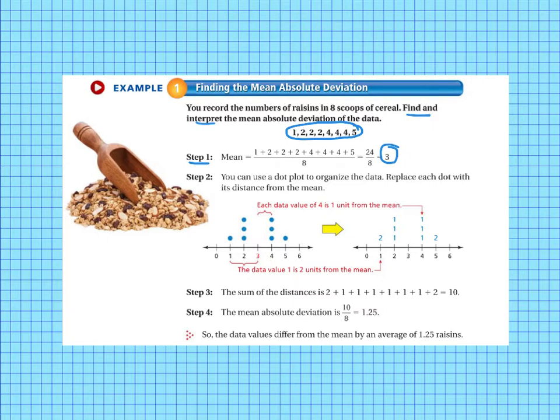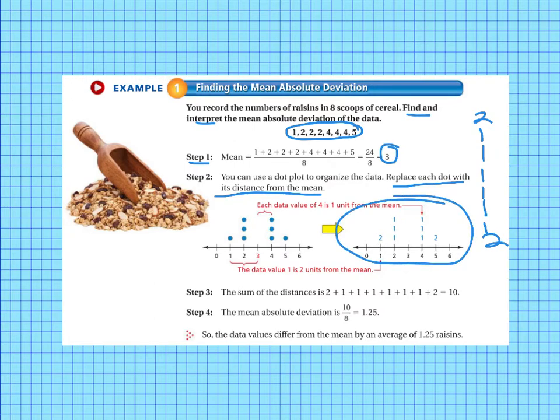And step 2, it says you can use a dot plot to organize the data and replace each dot with its distance from the mean. Another way to do it is to just simply subtract. So if you look at each data value, you can say, well, 3 minus 1 is 2, and 3 minus 2 is 1, and 3 minus 2 is 1 again, and 3 minus 2 is 1 again. So there are 3 2's, so that means we have 3 values of 1. And 4 minus 3, so I turn that around, is 1. 4 minus 3 again is 1, and again is 1. And 5 minus 3 is 2. So I did the same thing without a dot plot. If you don't want to do a dot plot, you don't have to. You just need to subtract.